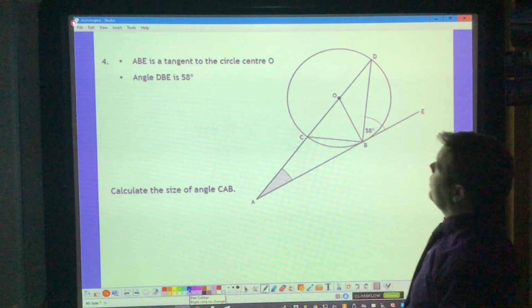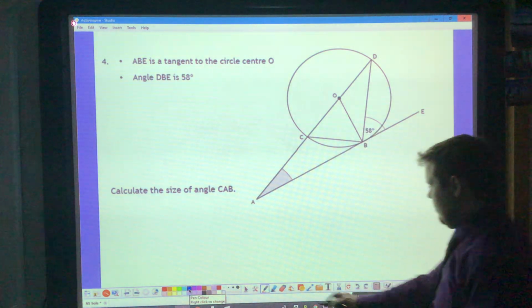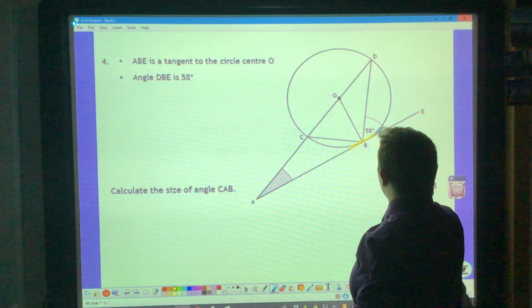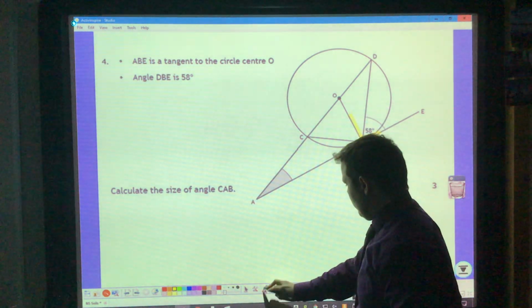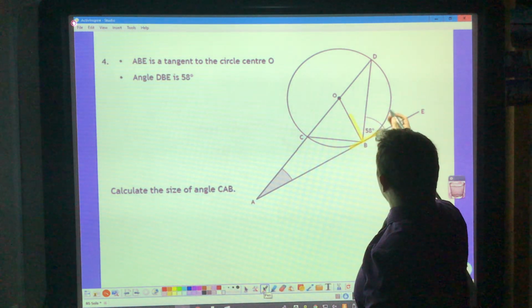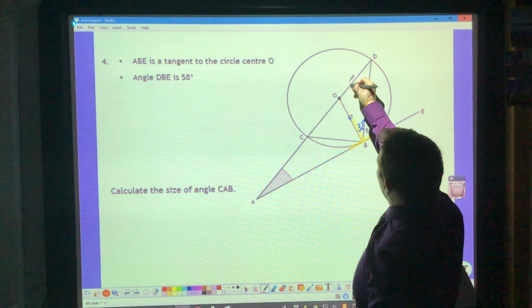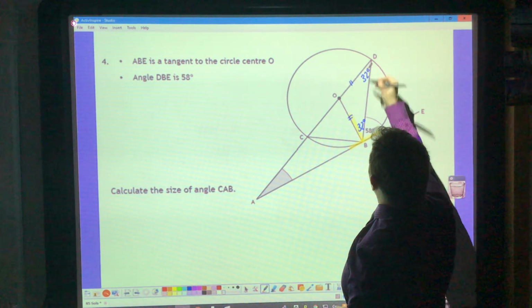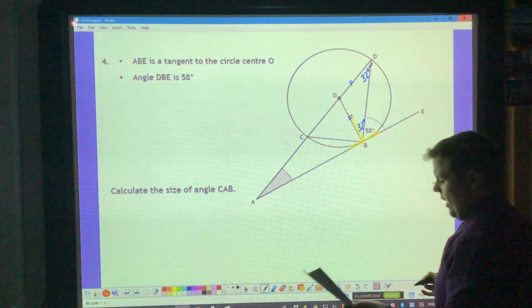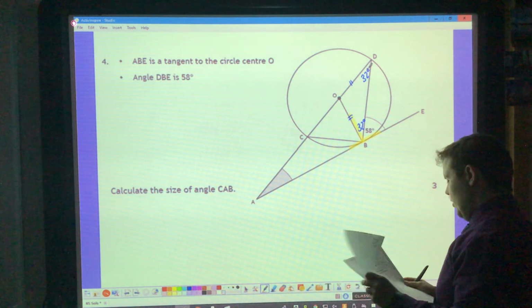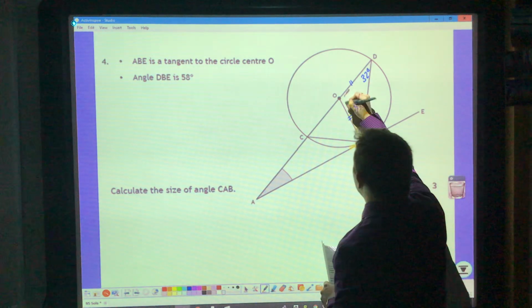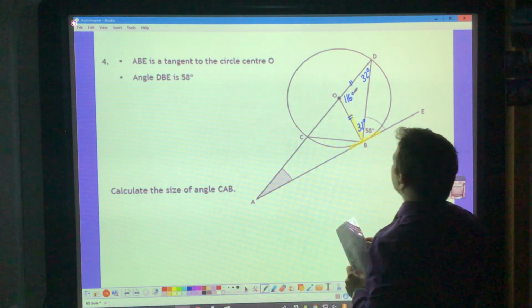Right, ABE is a tangent, so may as well mark in this right angle here and here. Good to know, because that must be 32 degrees. Again, 2 radii, which makes that 32 degrees. And we could probably go ahead and work out the other one. I'm going to be a bit lazy and look at the answers. That is 116 in there.